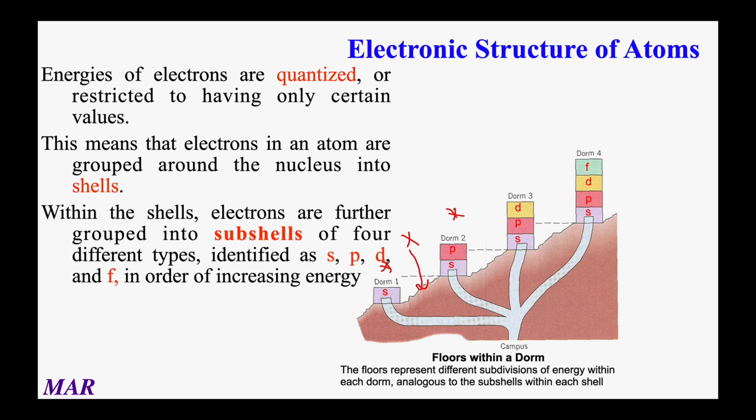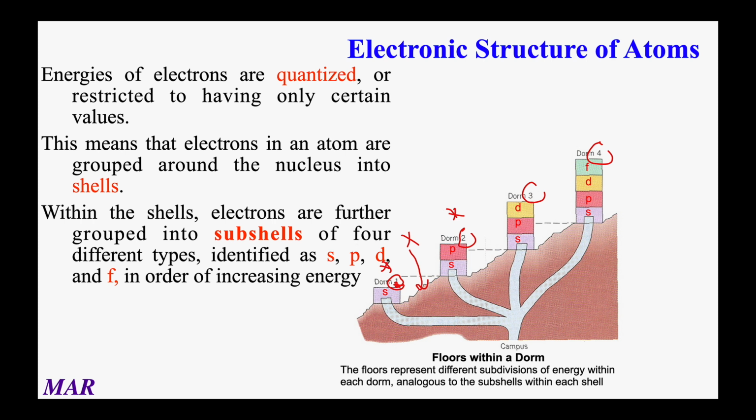The electrons in an atom are grouped into shells, and the numbers of the dorms are like the shells. So this one is 1, 2, 3, 4. And then subshells are like levels on the dorm. So dorm 1 only has one level, that's the S subshell. And dorm 2 has 2 levels, that has an S and a P subshell. And then dorm 3 would be SPD, dorm 4 SPDF, etc., etc.